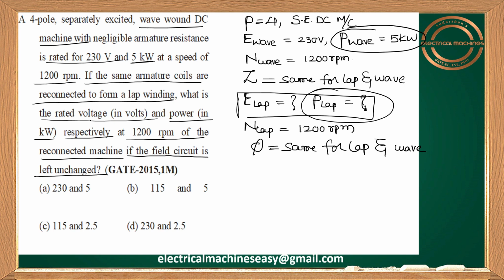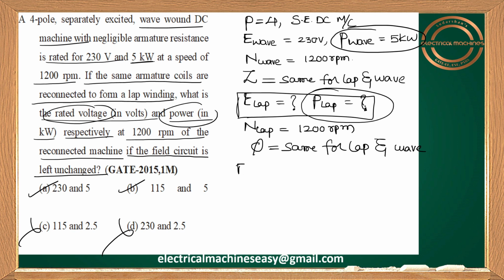First he's asking what the rated voltage is, and second he's asking power. The second case is power, in kilowatts. Option A and option B contain 5 kilowatts, so either option A or option B should be your answer. Option C and option D are wrong. Let me check among option A and option B which one is correct. That can be understood by calculating E lap.